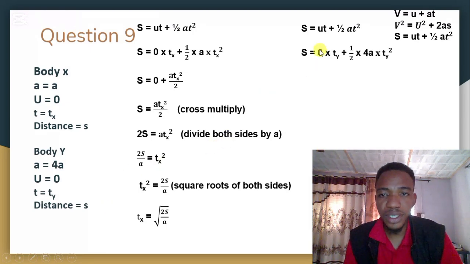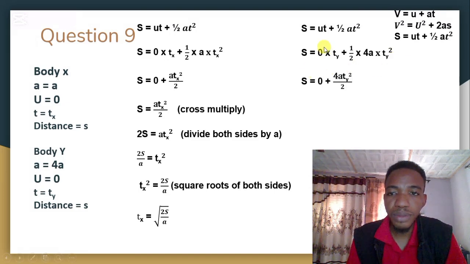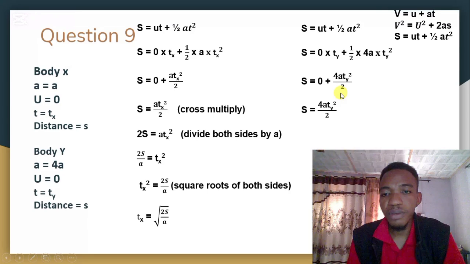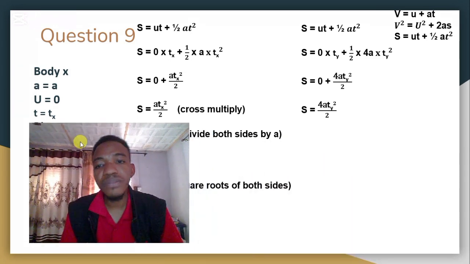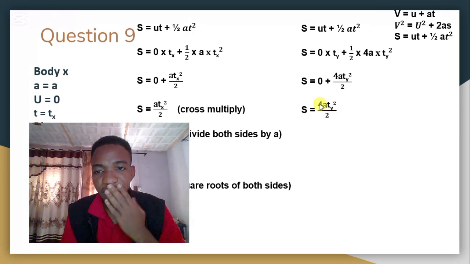So initial velocity is 0 times ty plus 1 over 2 times the acceleration, which is 4a, times ty squared. From there we can say 0, because anything multiplied by 0 gives 0, plus 4a times ty squared over 2. So s equals 4a ty squared over 2. We can do some division, since 2 can divide 4. So we have 2a ty squared.